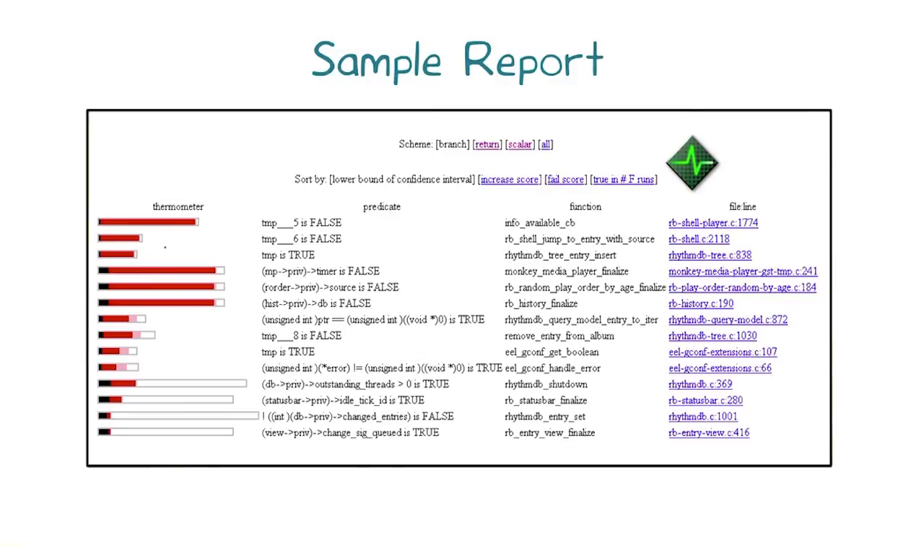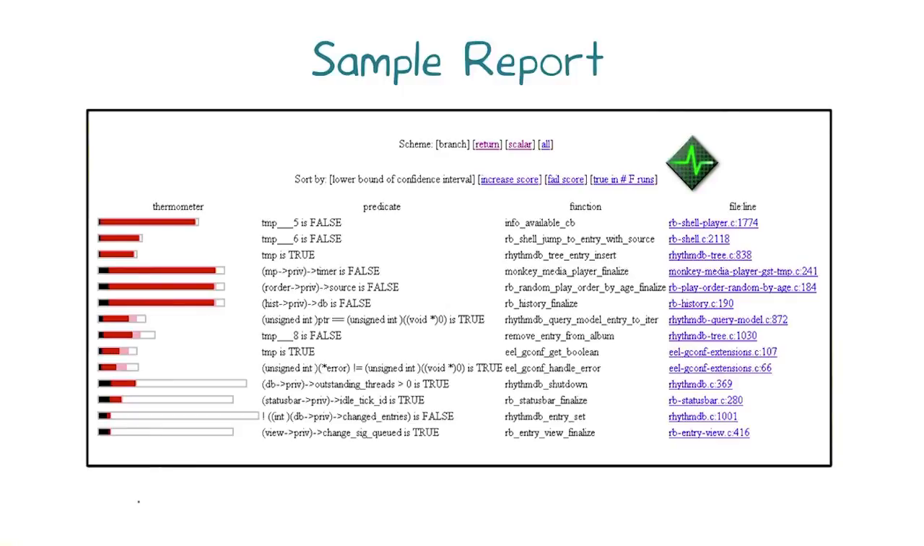Near the bottom, we see predicates with lots of white and very little red, indicating many successful runs where those predicates were true. The increase scores of the predicates near the bottom are close to 0, so these do not rank as high on our list of potential bugs.